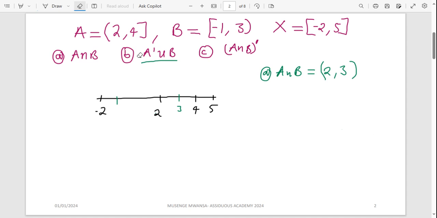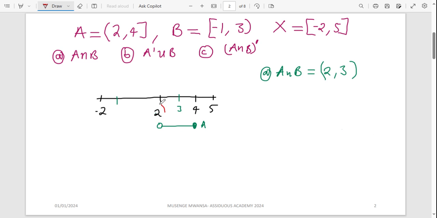So let's start with set A. Let's write set A. Set A is starting from 2 up to 4. So we are not including 2, we are including 4. So this is set A. Now I want a complement, meaning I want something outside A. That's the meaning. Oh, yes, I've not included it. I want to show it here so that you understand now how we use the universal set.